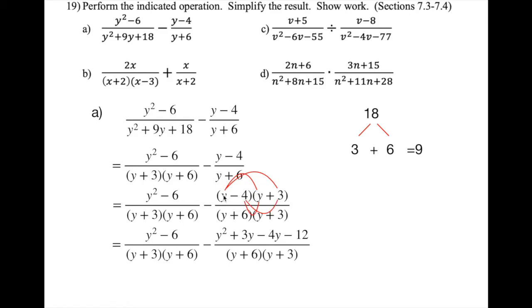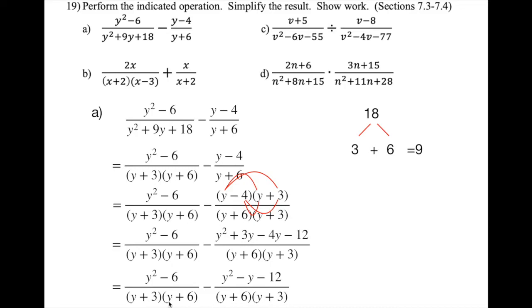Okay, so y times y is y squared, then y times 3 is 3y, then minus 4 times y, minus 4 times 3, which is minus 12. So those are the 4 terms here. We want to simplify that a little bit because 3y minus 4y will be minus y. And then this part and that part, they have the same denominator. We are ready to do the subtraction.